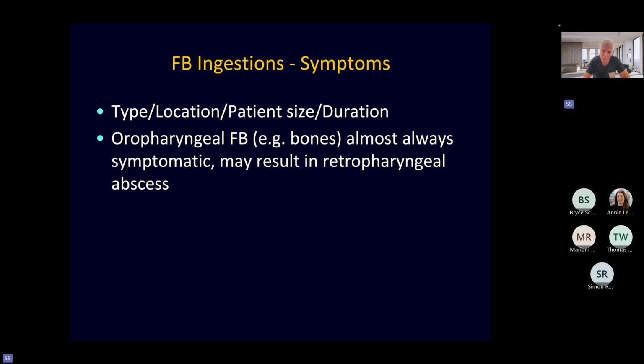Oropharyngeal foreign bodies like bones are almost always symptomatic. And obviously, as I said, it's usually the posterior pharynx, and if left in for a long period of time, may result in a retropharyngeal abscess.